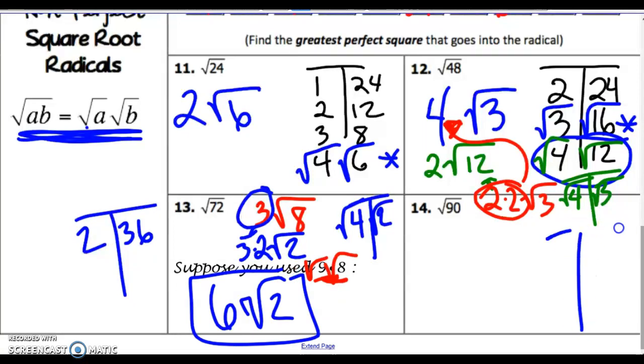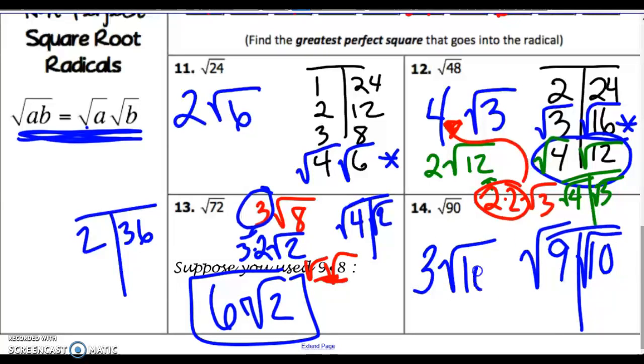Now look at 90. What perfect square goes into 90? Yeah, I'm going to do 9 times 10. So I break down the square root of 9, square root of 10. I can take the square root of 9 as 3. Square root of 10, can't take that down. There we go. So hopefully that's a quick refresher.